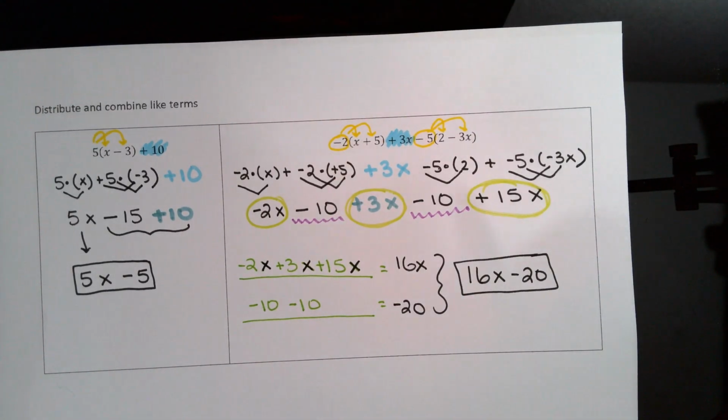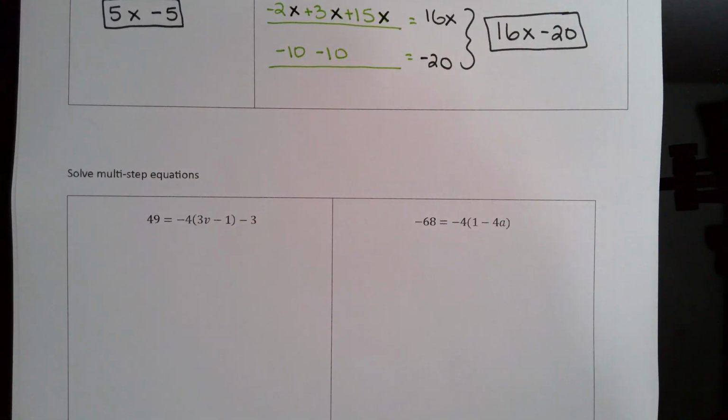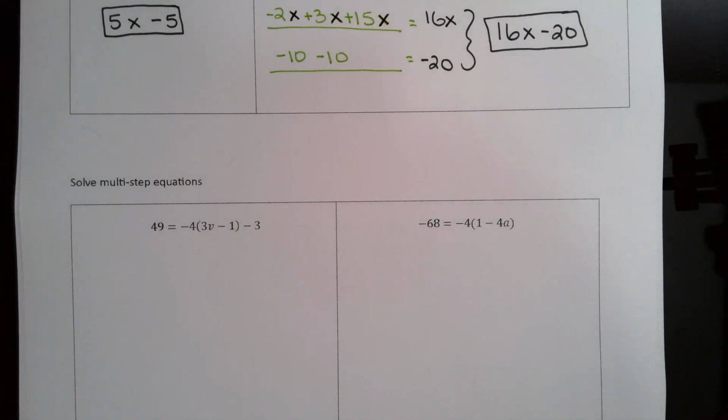If you are able to combine like terms without this step right here, this line step, that's okay. You don't have to do that. Moving on to the next multi-step. For multi-step, we got to distribute, combine like terms, and solve. So there's 3 things you have to do.